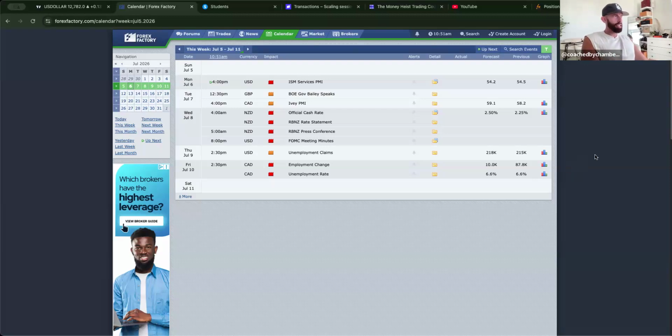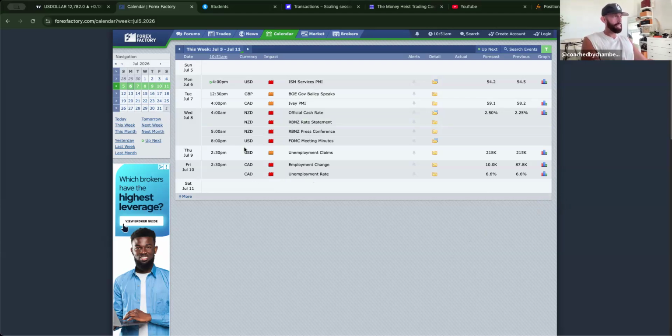But looking at today, as always, we've got red folder news at 4 p.m. for the US dollar. But today and also this week, it looks pretty quiet-ish. Of course, you have FOMC minutes, as you can see, on Wednesday at 8 p.m., and obviously Canadian dollar red folder news on Friday. But again, it looks reasonably quiet in regards to red folder news with the US dollar.